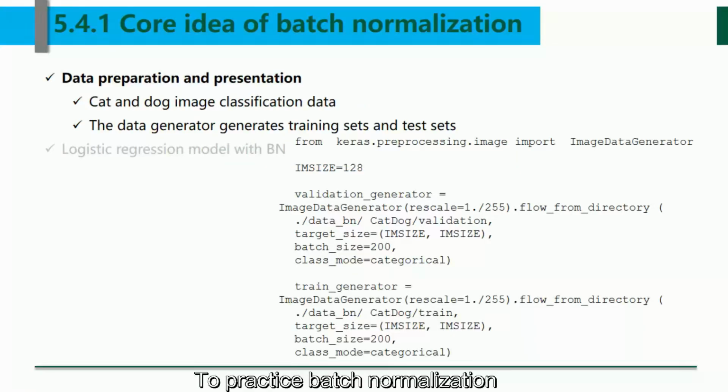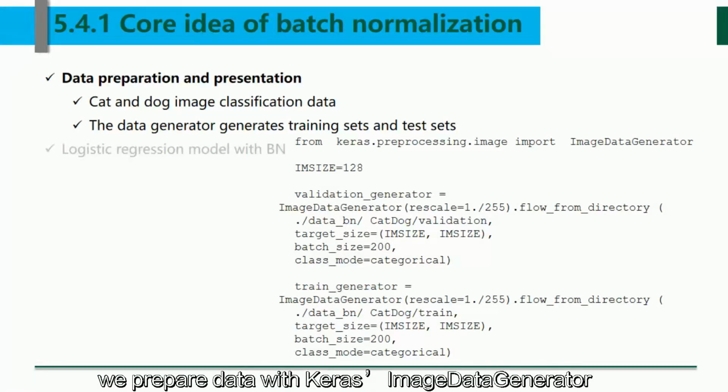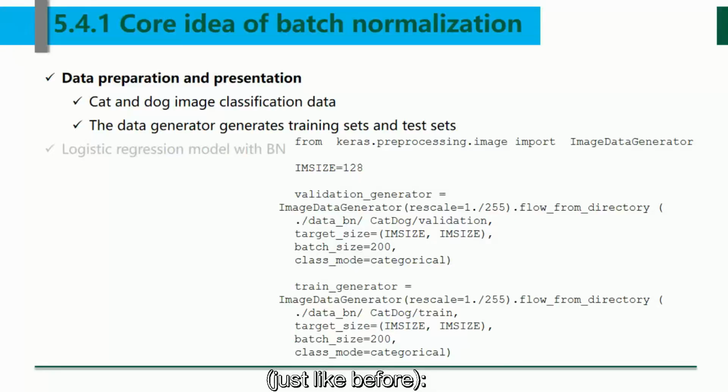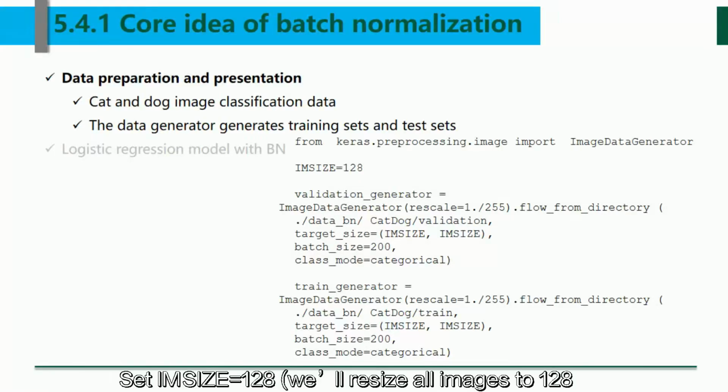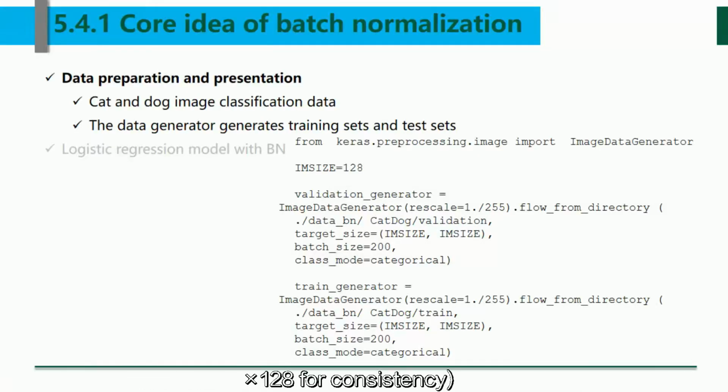To practice batch normalization, we'll use a cat and dog image classification task. First, we prepare data with the Keras image data generator, just like before. Set im_size equals 128. We'll resize all images to 128 multiplied by 128 for consistency.